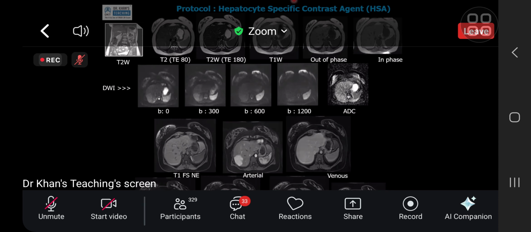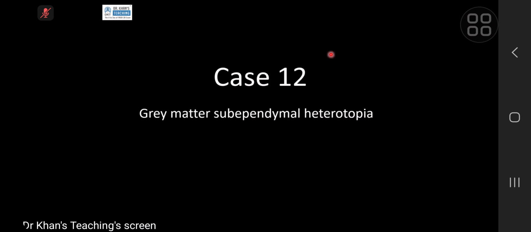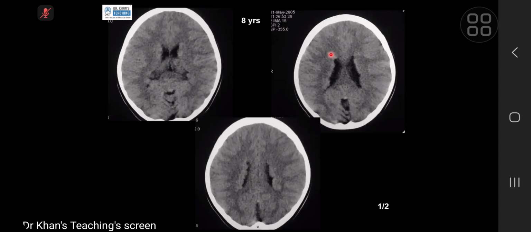So the case was gray matter subependymal heterotopia. Now, subependymal heterotopia is an exam case. The most common one which they will ask you is subependymal. Please remember, it can also be seen on a CT scan. I'm showing you here. Look at it. The key finding is, please remember the concept behind it.